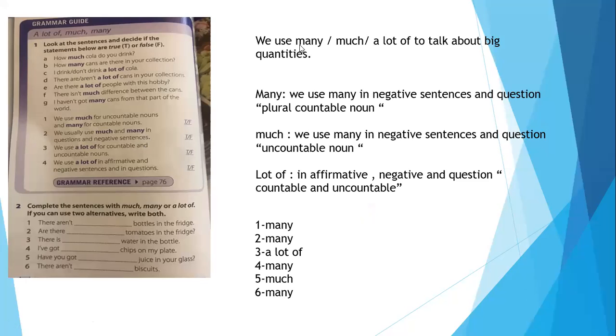First of all, we use much and many and a lot to talk about big quantities. Big quantities أنا بحكي عنهم لما استخدمهم لما بدي أحكي عن كميات كبيرة. Okay? Now, but we have a difference between many and much. Look here, many, we use many for negative and question sentence. We have negative sentence and a question, but for plural countable noun, plural countable noun.